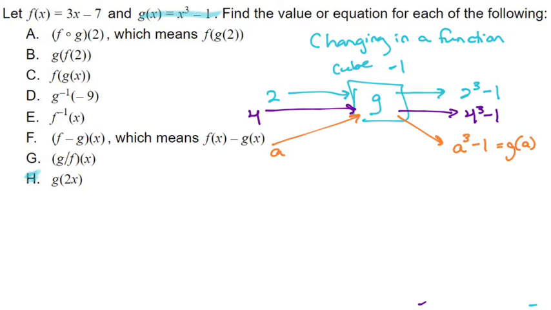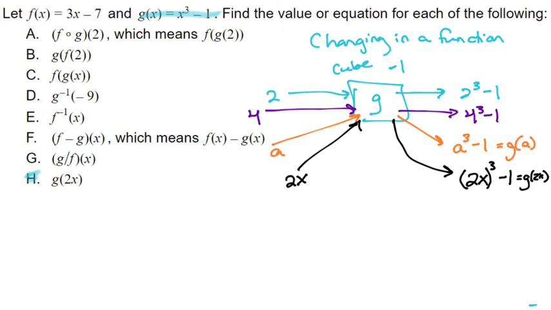Okay, so if I view it this way, then ultimately I know that if I take 2x and put it in, it's going to take the 2x that I had, that entire thing, because that's the input. It's going to cube it and then subtract 1. And this would be g of 2x. Then I could simplify this too, because I know 2x cubed is 2x times 2x times 2x. So I'll have 8x cubed, and then subtract 1. And this is my g of 2x.